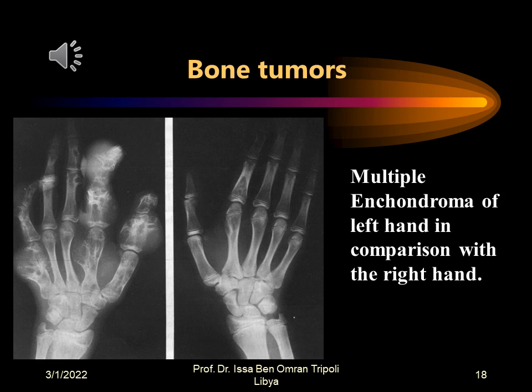This picture demonstrates multiple enchondroma of left hand in comparison with the right hand. The right hand is clear, is not affected. The left hand is affected with multiple enchondroma, as you see in multiple fingers.